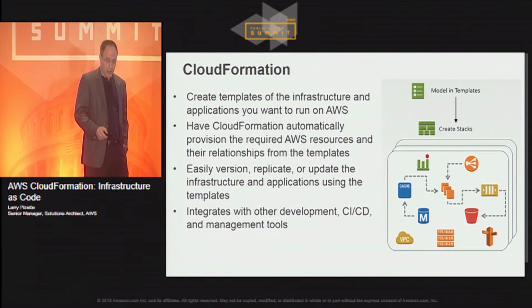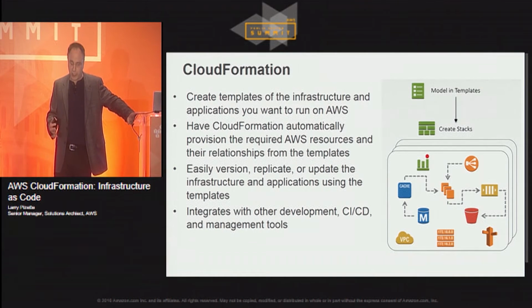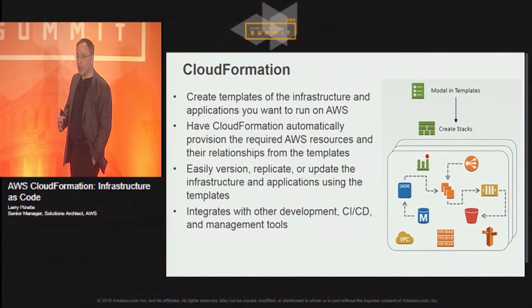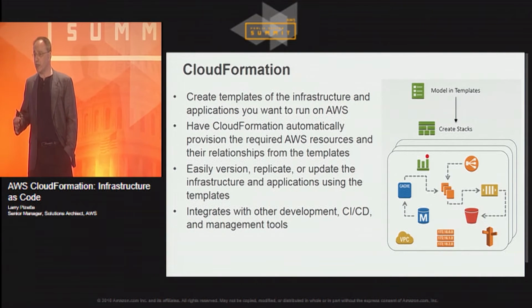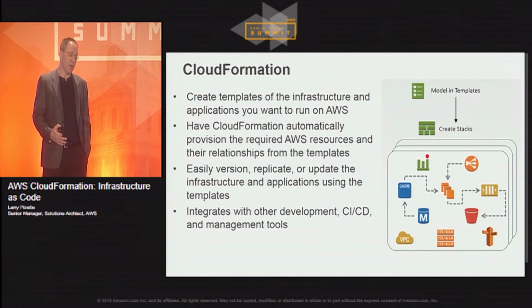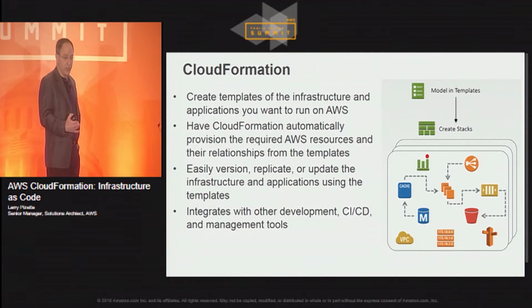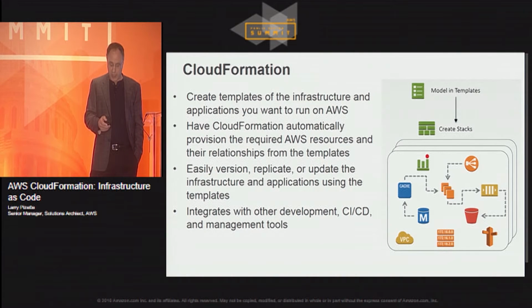So this gives you a little bit of a window into some of the different aspects of CloudFormation. You have the templates. You can use it to automatically provision resources. It's easy to version, to replicate and update the infrastructure and applications using these templates, and it integrates with development, continuous integration, and continuous deployment. So if you want to use Jenkins with Chef, there's a capability to deploy applications or updates to applications just with CloudFormation. Others want to use AWS's CodeDeploy, CodeCommit, CodePipeline, right? You can do all of that using CloudFormation.